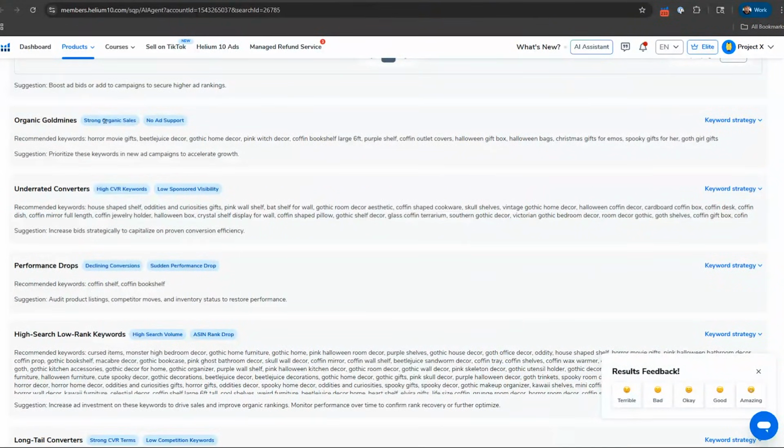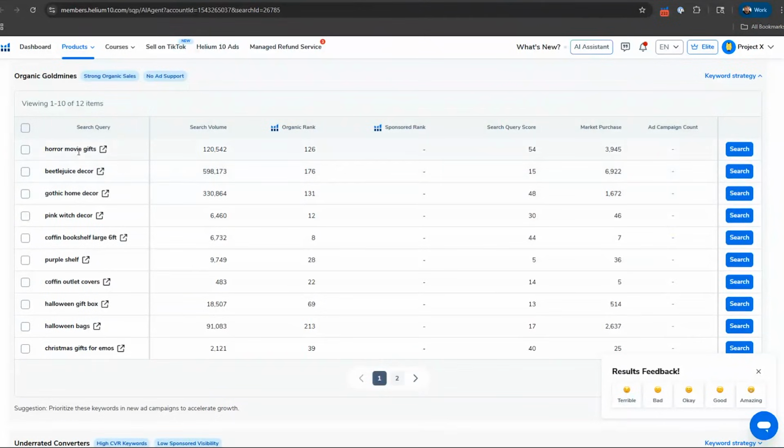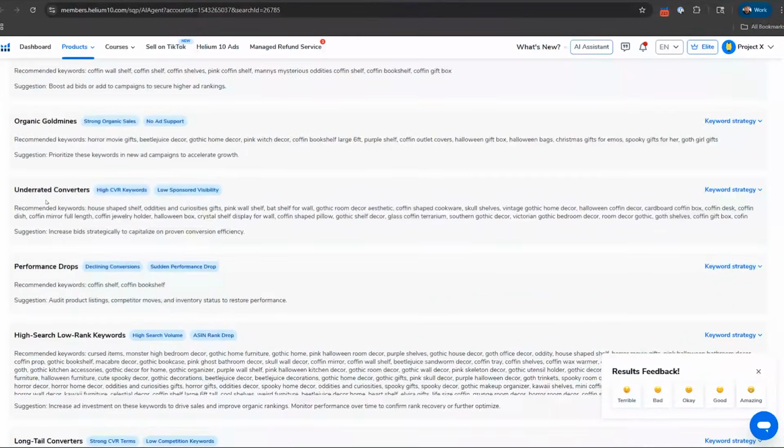But basically this means, hey, I've got a lot of organic sales, but I'm not really running ads on it. All right. So if I open this up, now I can see, oh, here are some keywords where purple shelf, Halloween gift box, I'm getting some sales from it, but I'm not even advertising for it. All right. So that's something that could help me. Underrated converters. Here we go. High conversion rate, but low sponsored visibility.